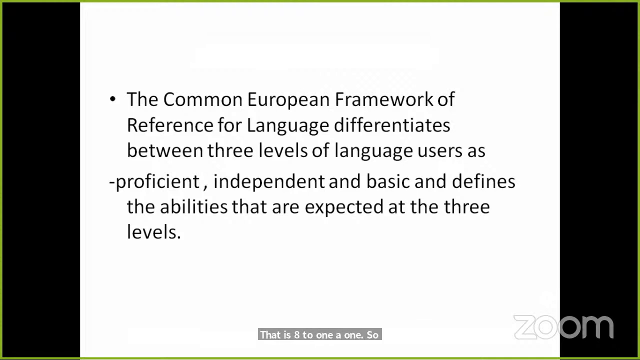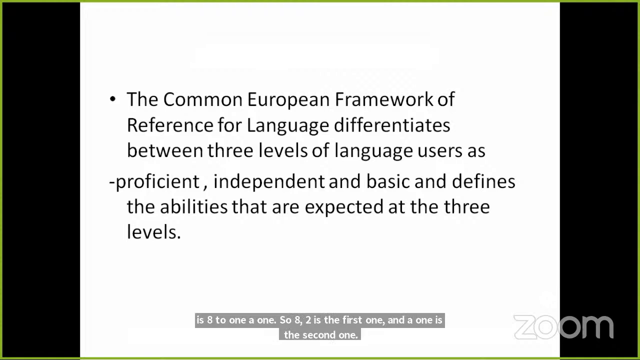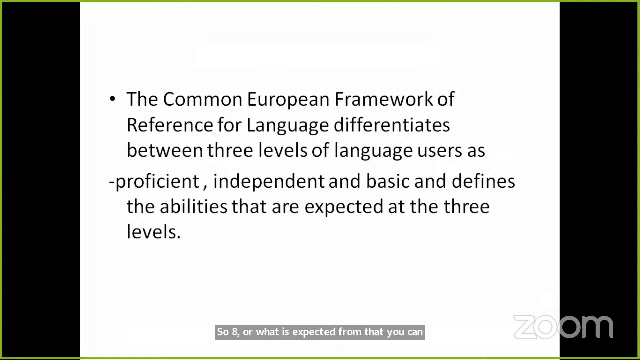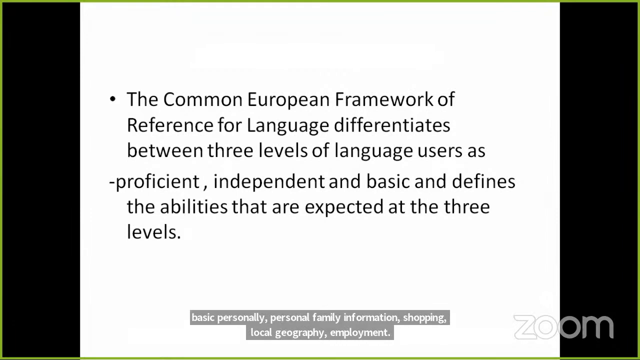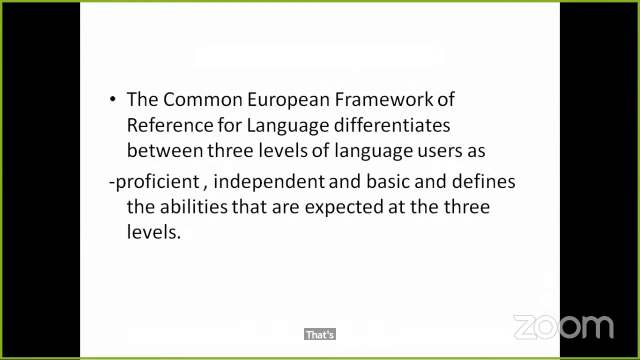So A2, what is expected from them? Can understand sentences and frequently used expressions related to areas of most immediate relevance. Very basic personal family information, shopping, local geography, employment, etc. Can communicate in simple and routine tasks requiring a simple and direct exchange of information on familiar and routine matters. So that's how routine matters, general, basic.